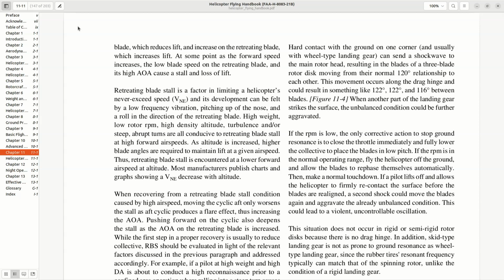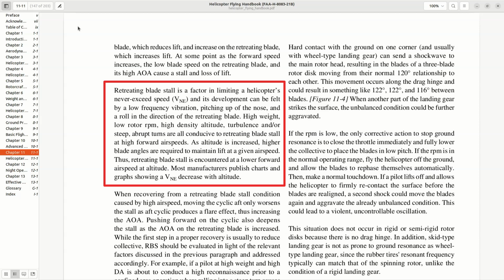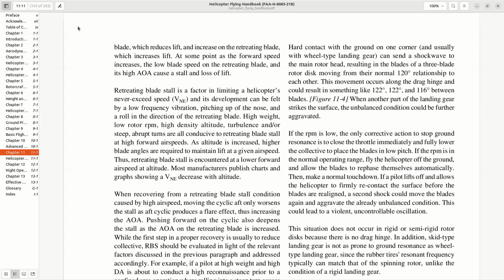And this is one of those factors that comes into play when we are looking at VNE, never exceed speed, for our helicopter. This is a limiting factor in that never exceed speed. And of course, if you look at a typical helicopter, that VNE actually decreases as you go up and the air gets thinner.